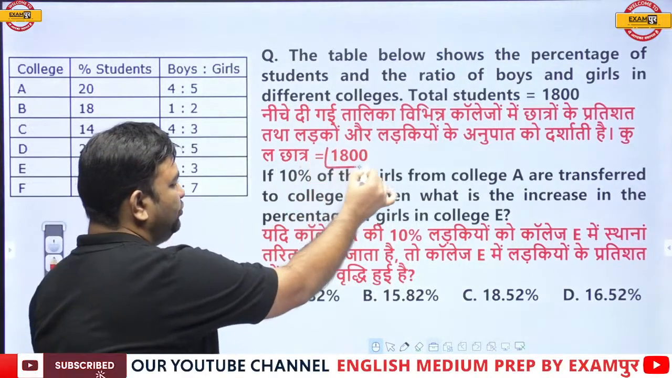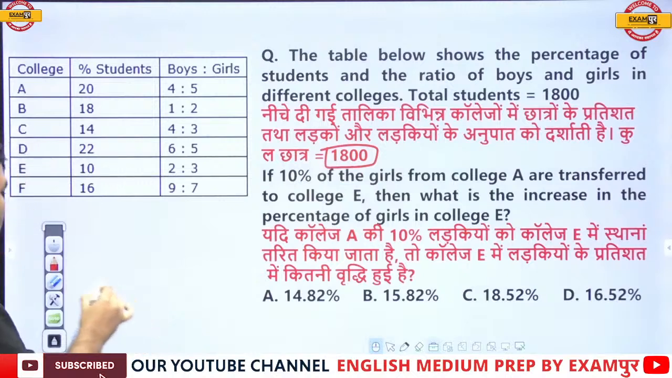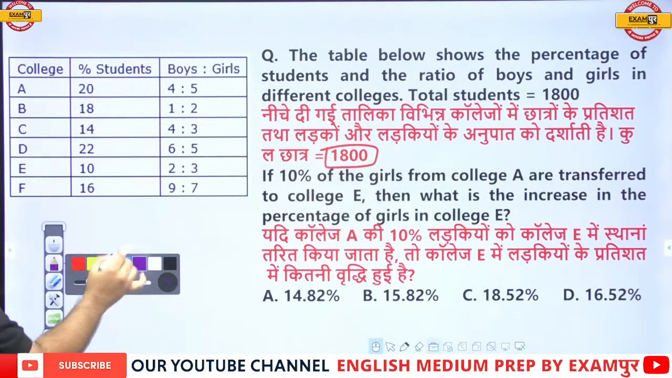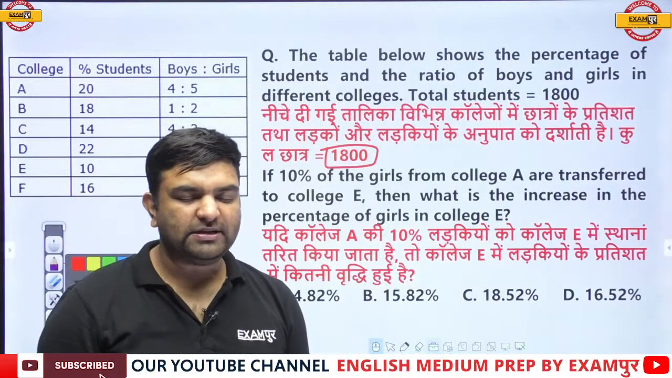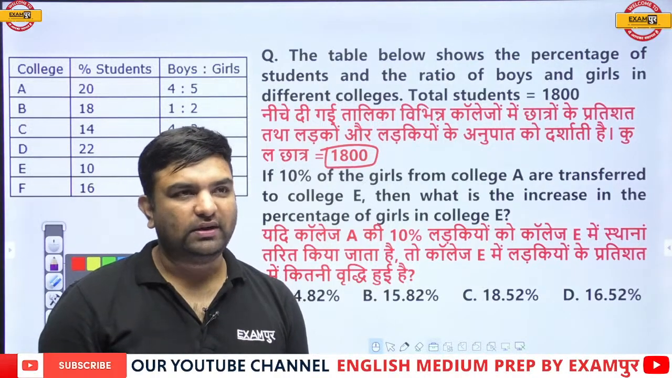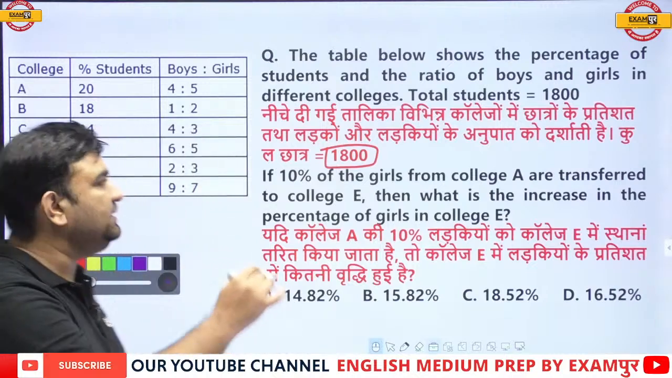1800 is the total number of students, out of which 20% are in college A. What is 20% of 1800? 360.